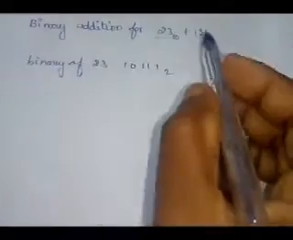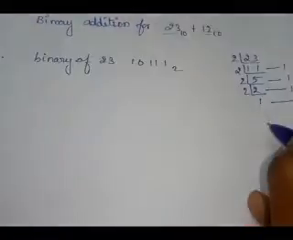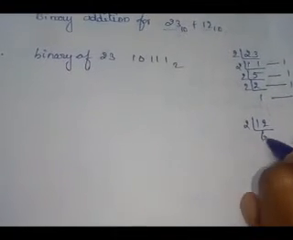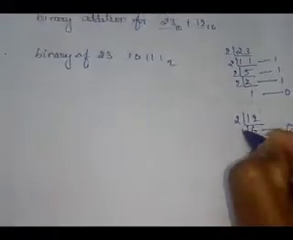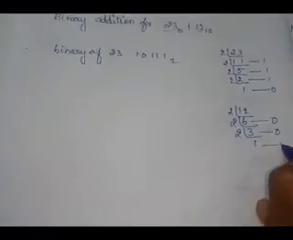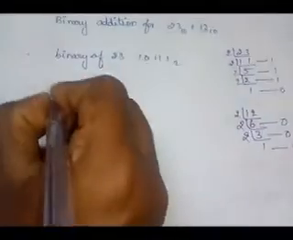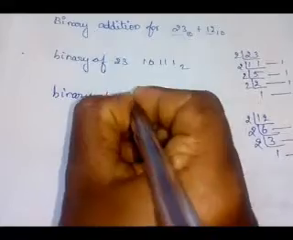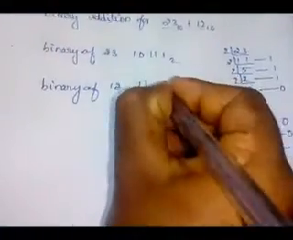Next, find the binary of 12. Same method only. 12. 6 2s are 12, remaining 0. 3 2s are 6, remaining 0. 1 2 is 2, remaining 1. So binary of 12 is 1 1 0 0 base 2.